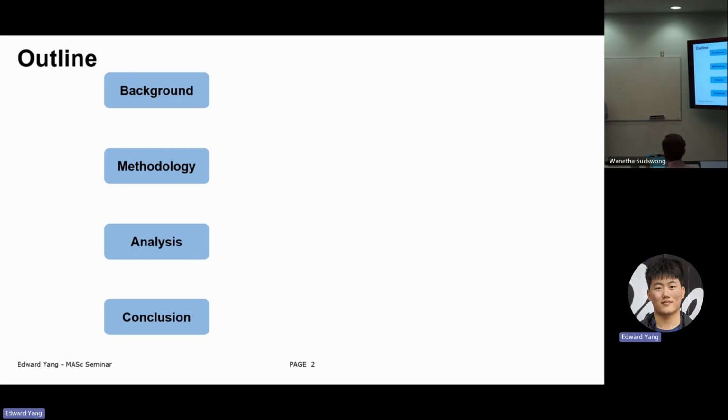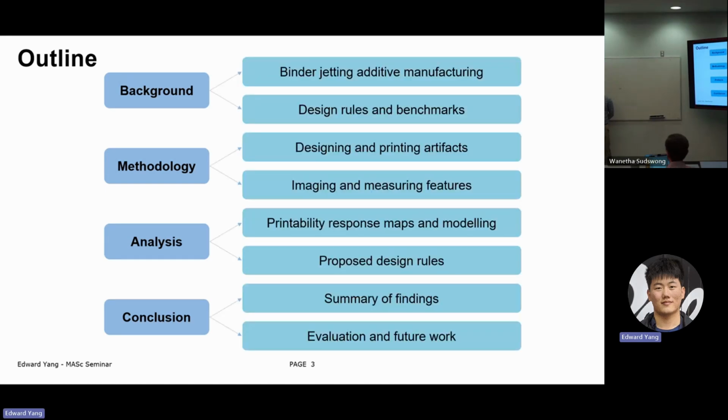So to give an outline of what I'll be talking about in today's presentation, it'll be broadly divided into the four general topics: methodology, analysis, and the conclusions. But more specifically, this gets split up into some discussion about what binder jetting additive manufacturing is, looking at the methodology for the experimental work I did, and how I designed and printed the artifacts, and then the analysis I performed, measuring the features on those artifacts, and then proposing some design rules, along with some conclusions specifically on how this evaluates in the broader context of other research.